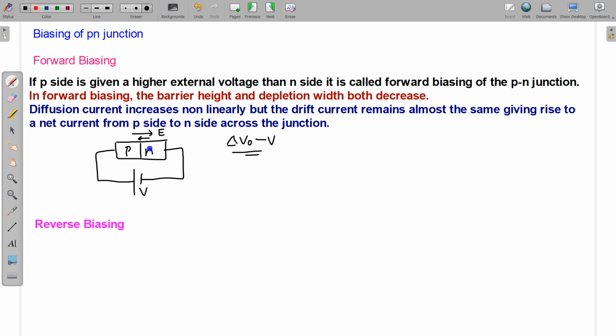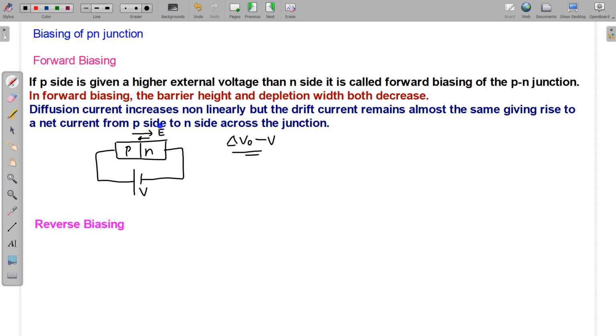Now obviously this positive polarity is connected with the p side, and this is the electric field generated due to this biasing. So obviously this electric field will favor the diffusion current, because if the electric field is like this, holes will easily diffuse from p to n side, and electrons easily diffuse from n to p side, and the barrier height is also reduced.